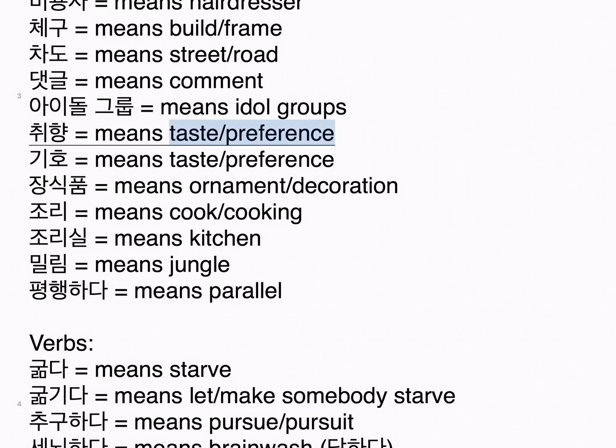취향, means taste, preference. 기호, means taste, preference. 장식품, means ornament, decoration. 조리, means cooking. 조리실, means kitchen. 밀림, means jungle. 평행하다, means parallel. Verbs. 굶다, means starve.